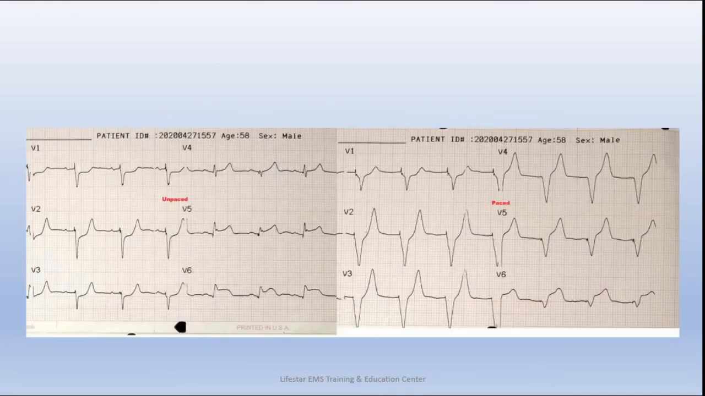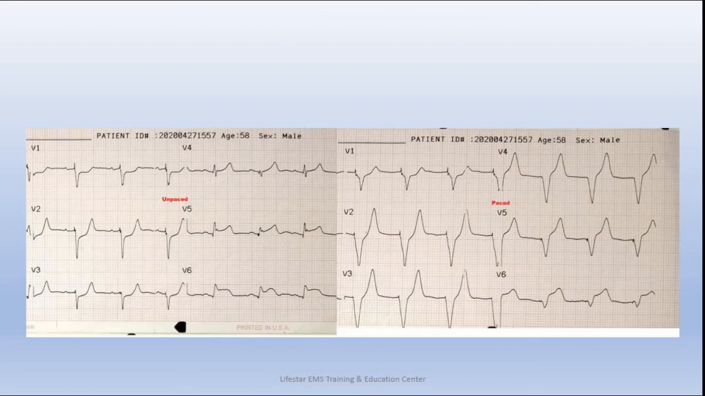And here we have the precordial leads. It says unpaced on the left, but there are some pacer spikes in 1, 2, and 3. In 4, 5, and 6, they're unpaced. And on the right side, you can see they're paced all the way through. So right here in V5 and V6, very clear STEMI. And over here, V5 and V6, it all disappears when the pacer's firing.